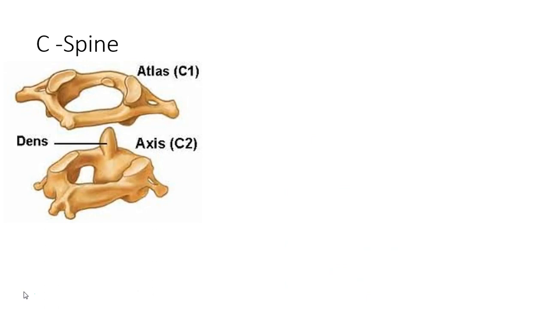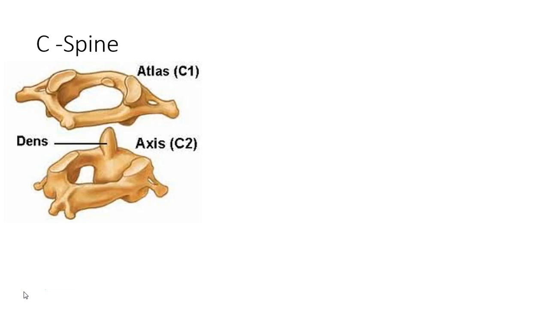Here is your atlas, which is your C1, and your axis, which is C2. So what makes these two particular vertebrae important is, 1, they have vertebral foramen, and 2, they have the dens and the atlas. And essentially, if you look on the atlas on C1 and you can see those little pedicles right there, the skull actually sits right there.